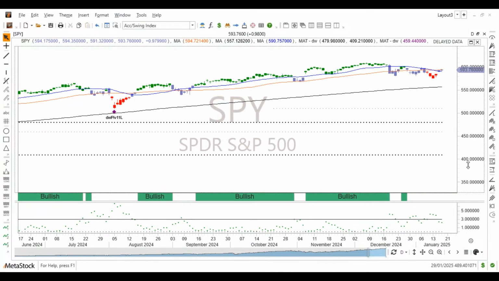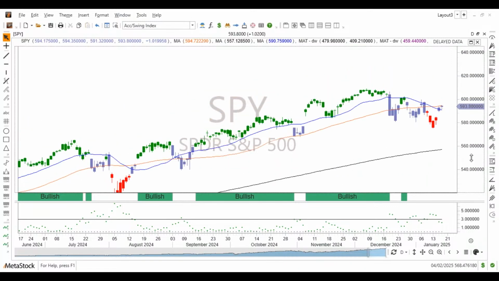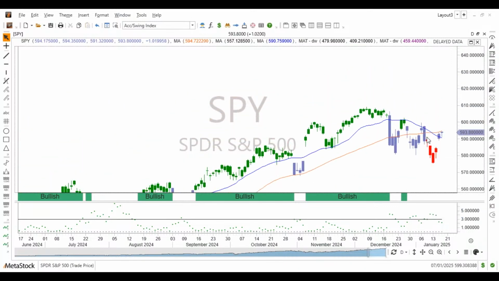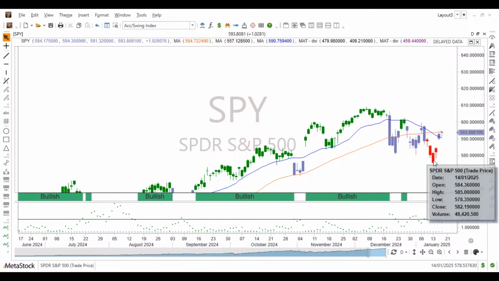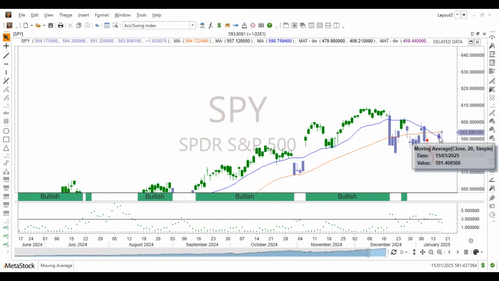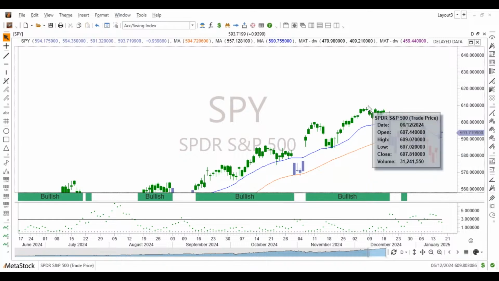Let me see if I can expand it. There you go, guys. You can see that the trend filter has turned gray. We're starting to move up. It's gone from red to gray, but we're still waiting for the trend filter to turn green and for the S&P 500 to start moving above the high of last year.